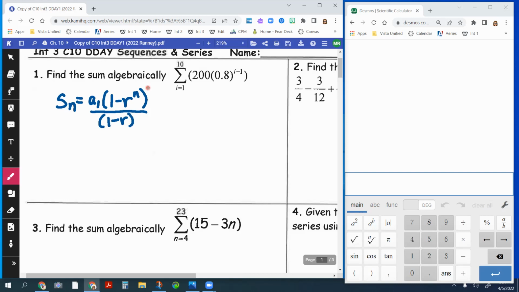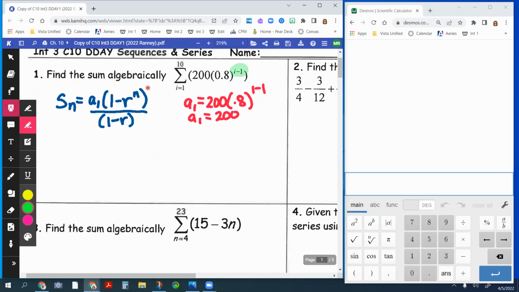That is the formula. Now, to find a sub 1, we can put 1 into our equation. So we're going to have 200 times 0.8 to the 1 minus 1. So that is just going to be 0.8 to the power 0. So when I do that, I am just going to end up getting 200. So when this is raised to the i minus 1 or n minus 1, x minus 1, whatever variable minus 1, this is going to end up being your first term, but you can always plug 1 in there to verify if you're not sure.